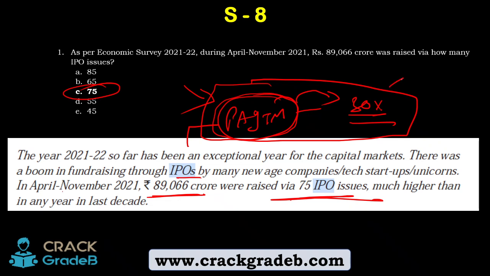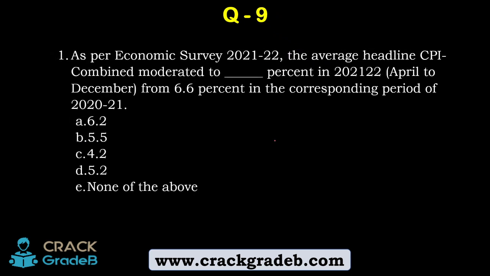Now it is trading below that. When I'm recording the video, it is trading somewhere below 50%. So somewhere around 900 to 1000 level it is trading, and I think 2150 was the listing price. So you should know this data. This is not in the economic survey, but you should know it because Paytm has taken the crown of India's biggest IPO from Coal India, right? So let's move forward with question number 9.